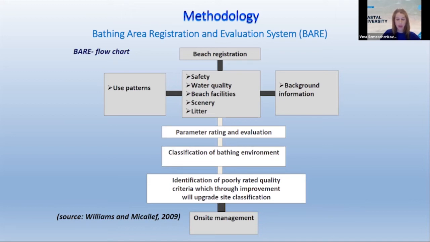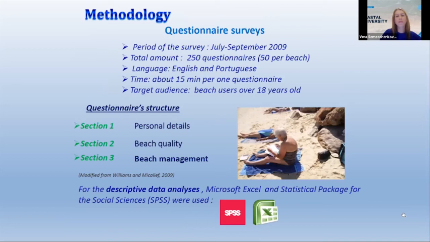And then they were assessed based on the main requirements, the 5 main priority questions causing concerns for beach users: safety, water quality, beach facilities and scenery, and level of waste, or level of contamination. Additionally, they organized surveys among the beach users, a total of 250 questions, by which we found out their main preferences, expectations, and whether they're happy with the beach quality.